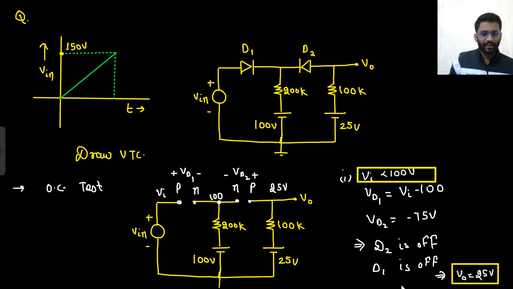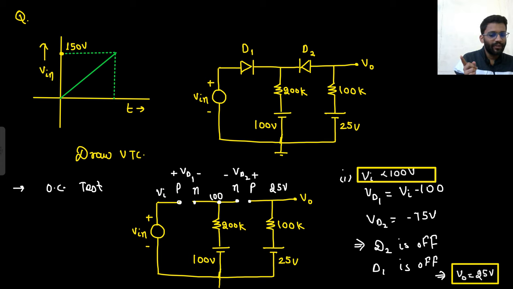We started from here. In the first question, what did we see? Here we saw that Vin minus 100 volt and the other one is having 75 volt. Right? This is what we see in the first question. Vin minus 100 and other one is having minus 75 volt actually. Not 75. It is having minus 75 volt. So this will be off only. Initially for Vin less than 100, VD1 will be off. So V0 is 25 volt.